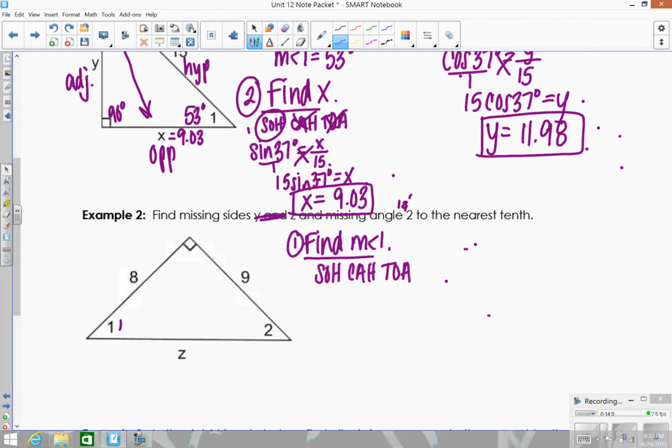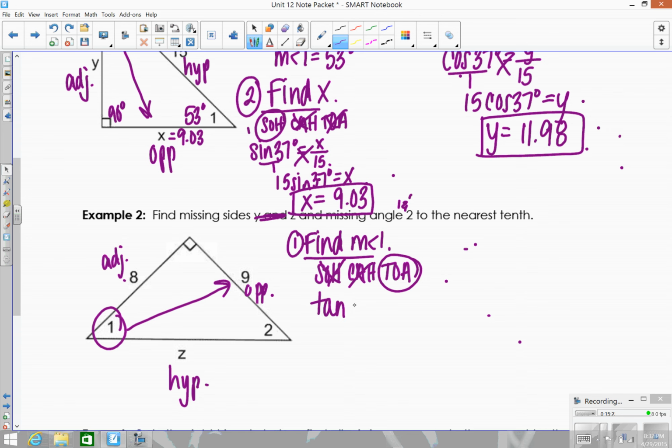So if I'm starting with angle 1, let's label the different pieces. This is going to be the opposite. This is going to be the hypotenuse. And this is going to be the adjacent. So if I need to find angle 1, I would be using the 9 and the 8, which means I'm using the O and the A. So I'm going with tan. I won't be using the hypotenuse. So tan of angle 1 is equal to the opposite, which is 9, over 8. Opposite over adjacent.